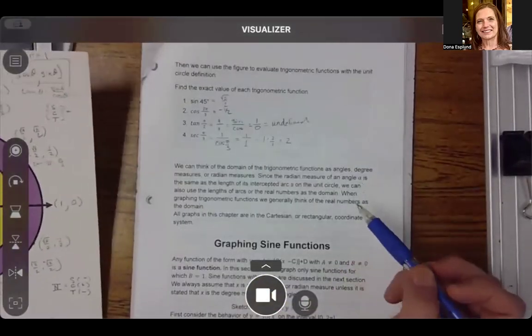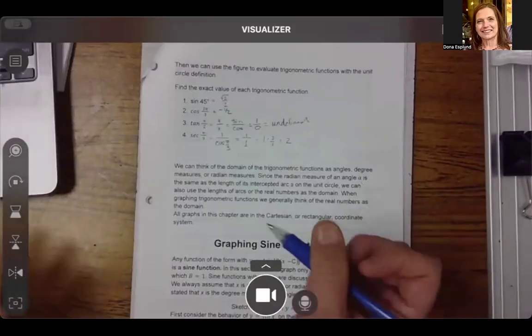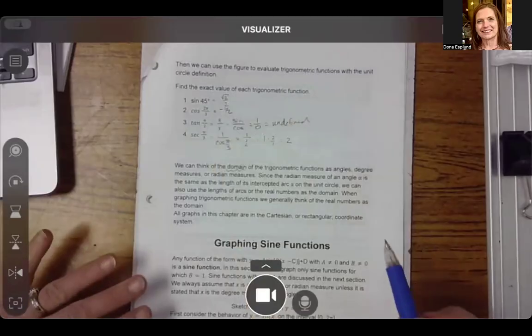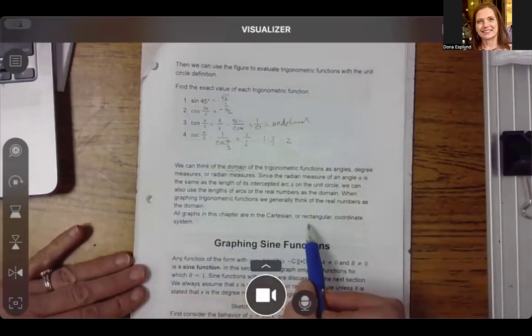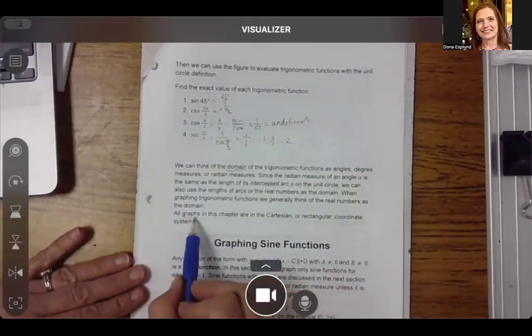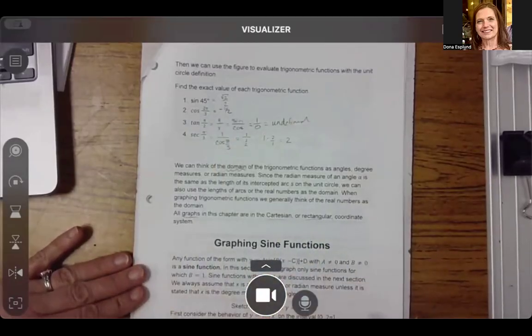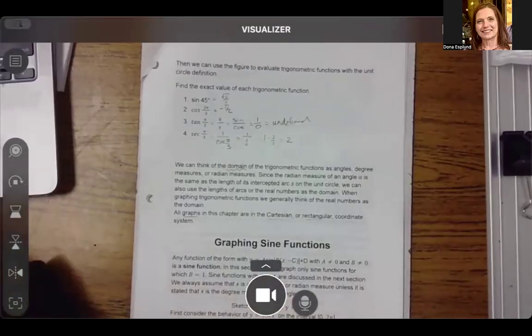So on our trigonometric functions, we also want to think about our domain and our range for each of those. We're going to have different values. We're going to look at different types of graphs, and we're going to have the Cartesian, the rectangular, and the coordinate system.